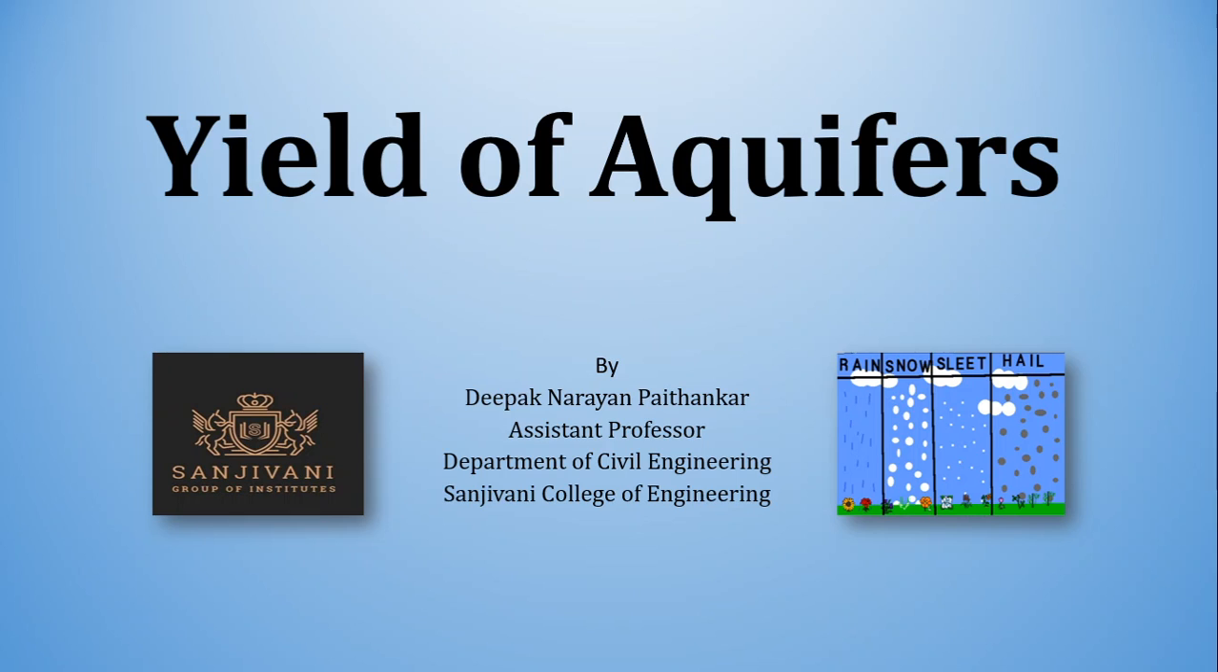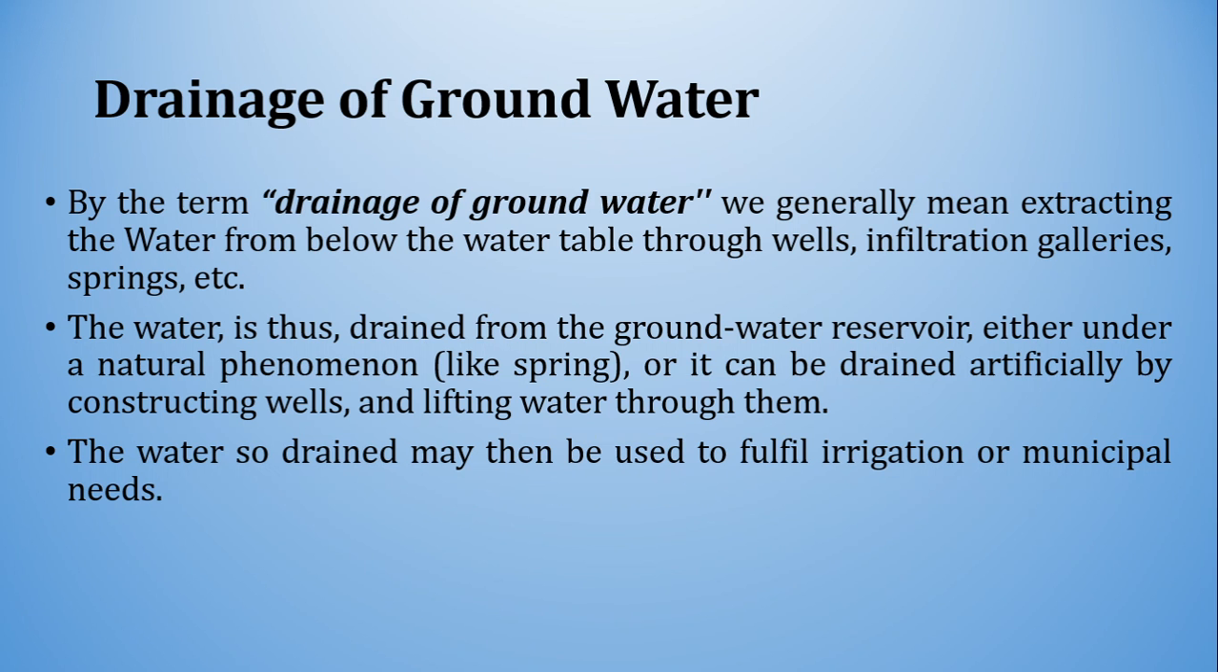So far, up till now, we have seen the types of aquifers and various terminologies, definitions, and technical terms associated with aquifers. So in this lecture, we are going to see what is meant by yield of aquifers and how it is determined. So let us start. Before going actually to the yield topic, we have to understand various terminologies to find out the yield of an aquifer.